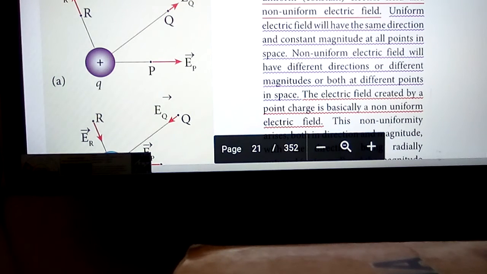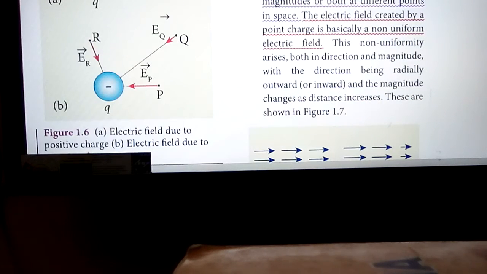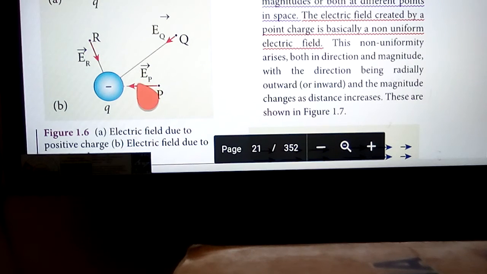Similarly, for a negative charge, you see that there are three different points P, Q, and R. The electric field will be directed towards the charge, EP and ER are also directed towards the charge. And you note that these two arrow marks have greater length than this EQ.